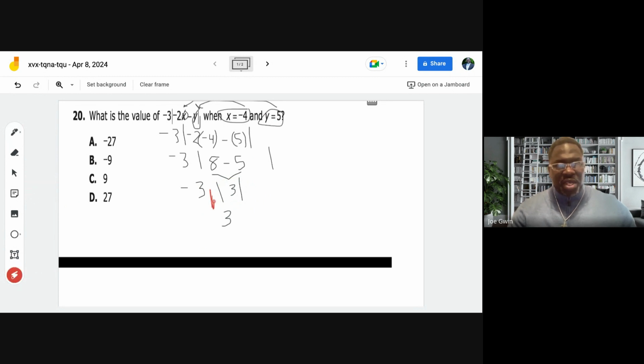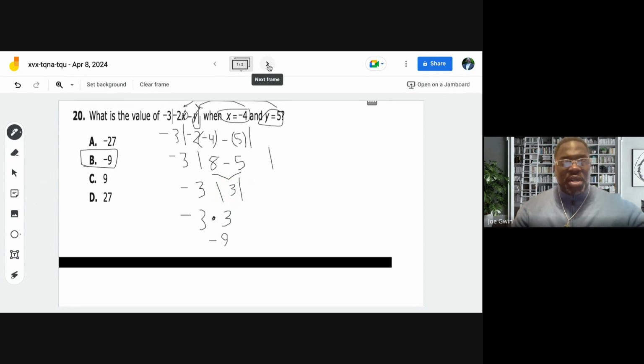There's nothing in between the 3 and the absolute value symbol, so that means multiplication. So we're going to do -3 times 3. We'll use a raised dot for multiplication there. And so we have -3 times 3 is -9. Therefore, our answer is B, -9. All right, hopefully it worked for you.